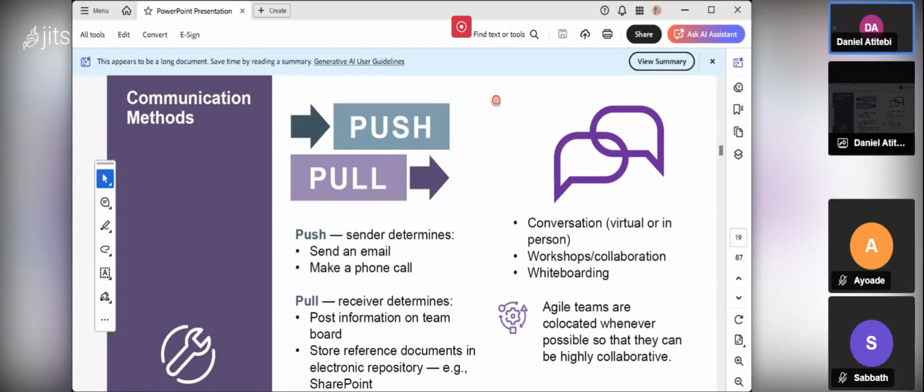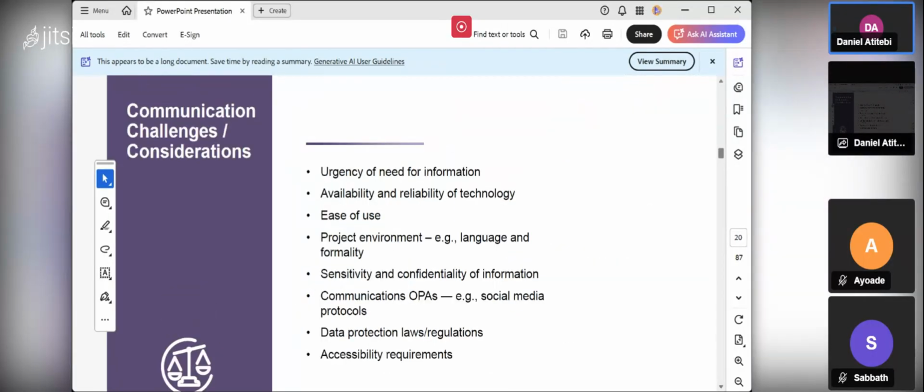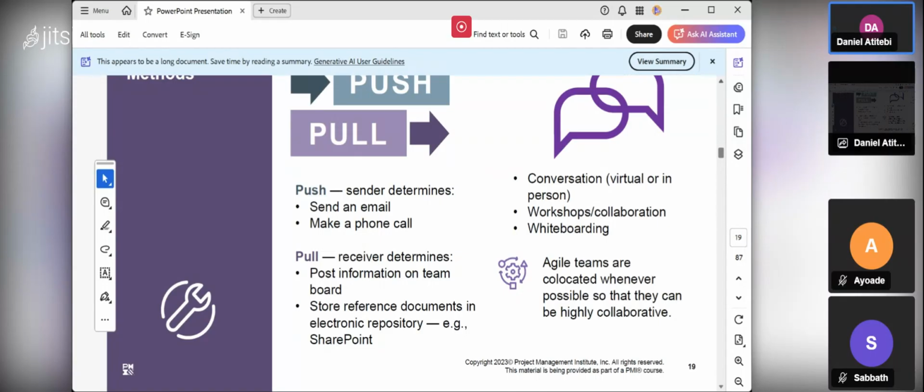The pull method is what? The receiver determines. What do you determine? Post information on the team board. Store reference documents in the electronic repository, like SharePoint. Now you can go there, we share information. If you need any information, you go there and pick it by yourself. You are pulling it. You look at the relevant information that will help you to manage an aspect of the project or information that you want to know about the project. You can go and pull it by yourself.